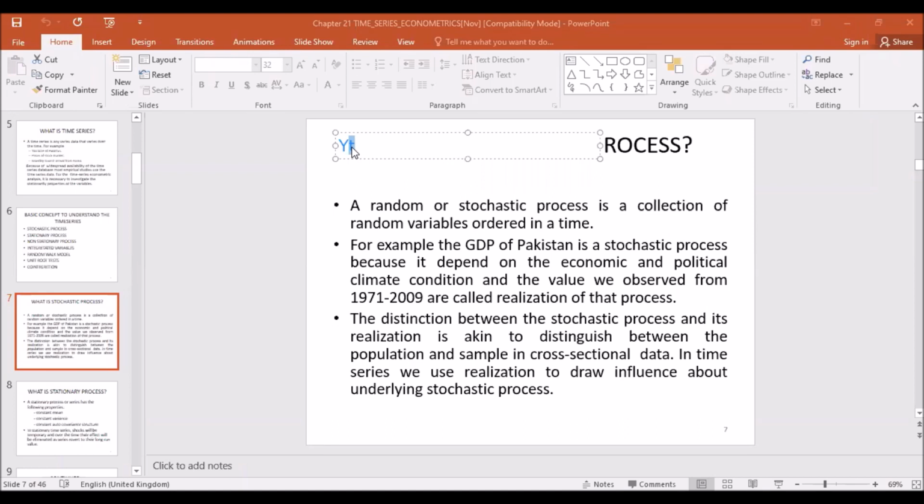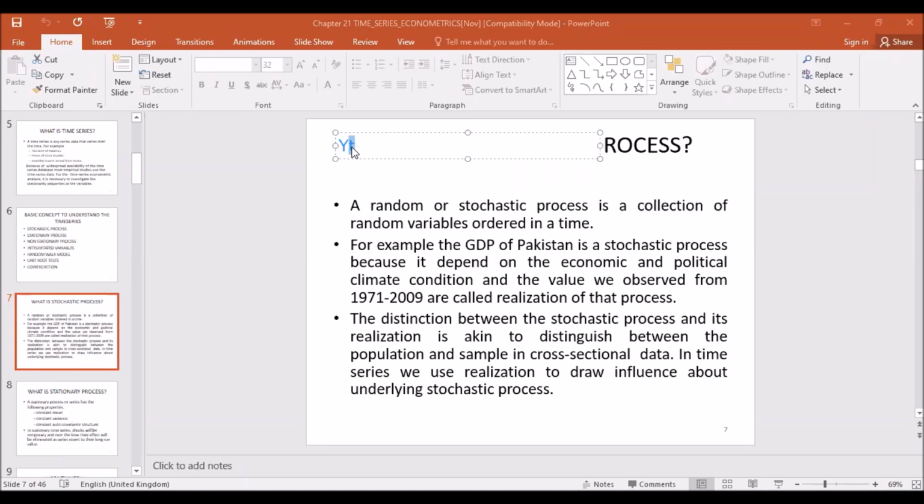So the distinction between the stochastic process and its realization is akin to the distinction between population and sample. Just as in cross-section data there is a population and a sample. I have given the example that Lahore has a population of 10 crore, and it is very difficult for us to collect the data set on a set of variables from this population. We pick a sample of 10,000 from that population. Sample means we collect data on the set of variables from these 10,000 people. That is the sample that we have picked from the population.